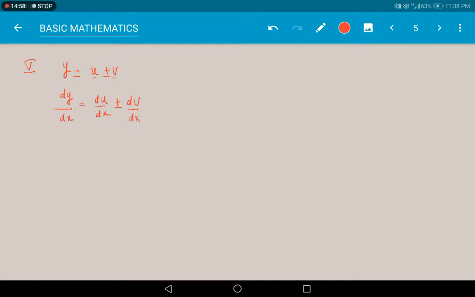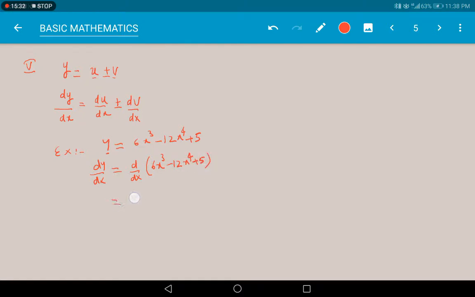So let us take one example. The function y is given as 6x cube minus 12x power 4 plus 5. They are asking to find the differentiation of this function. So dy by dx of 6x cube minus 12x power 4 plus 5.